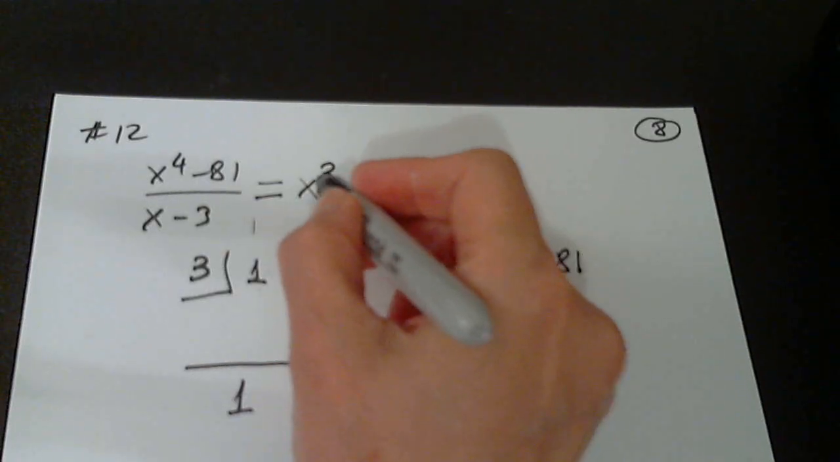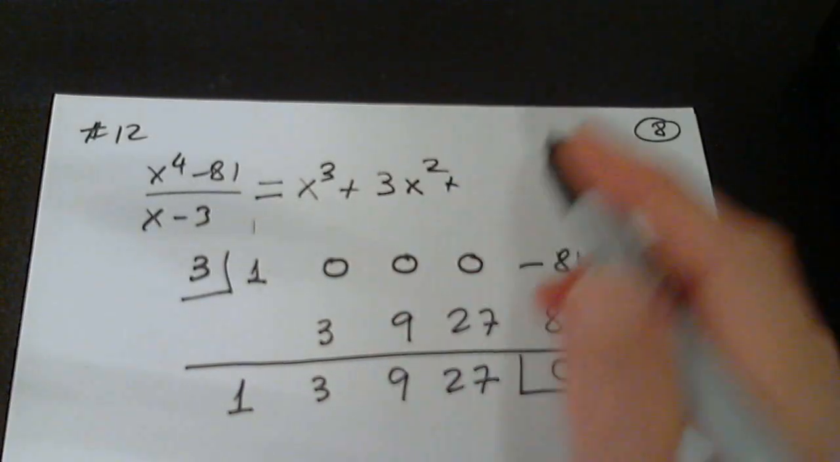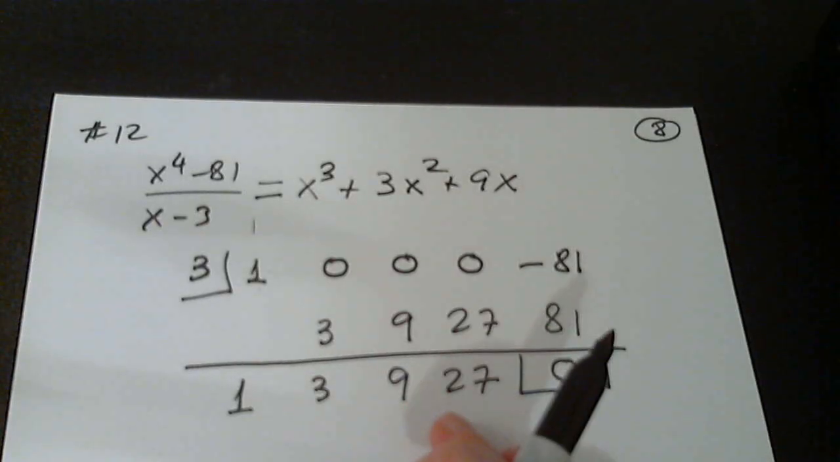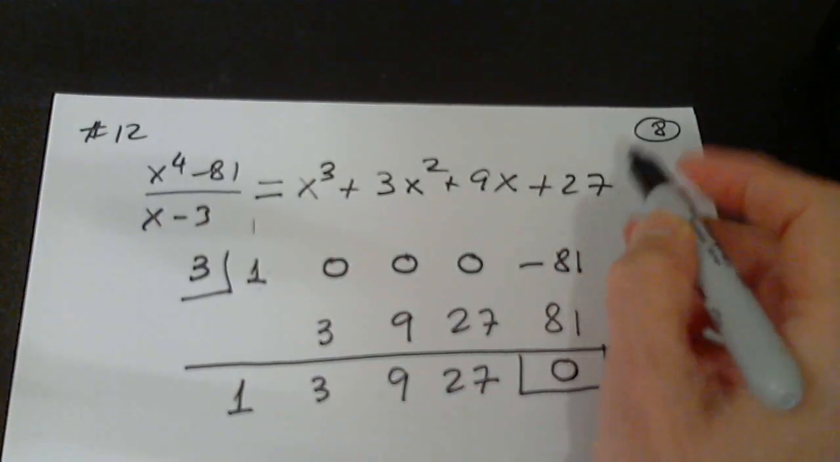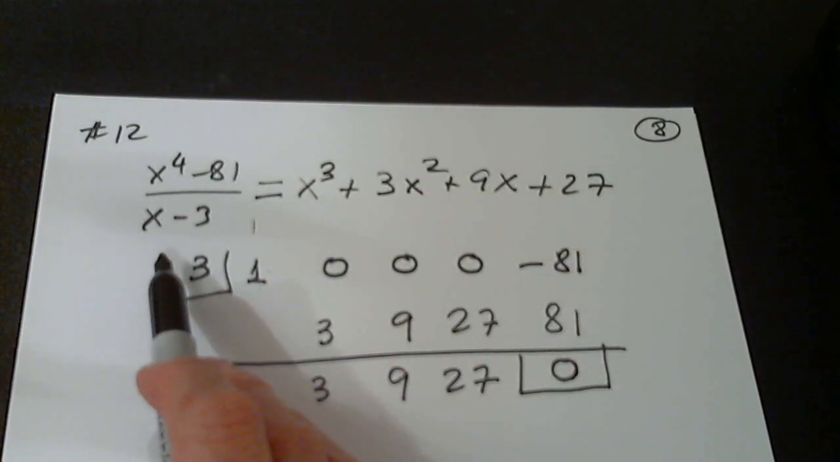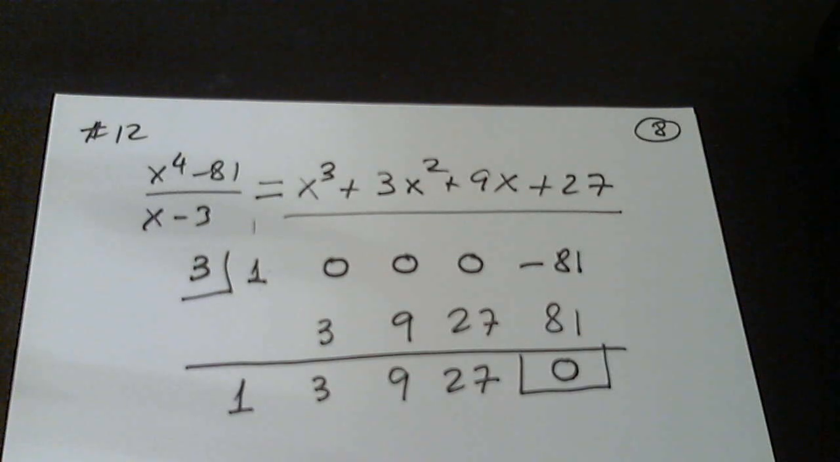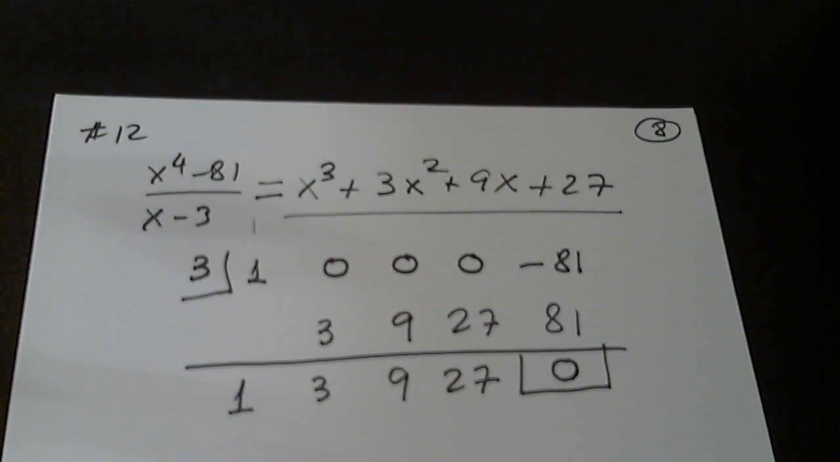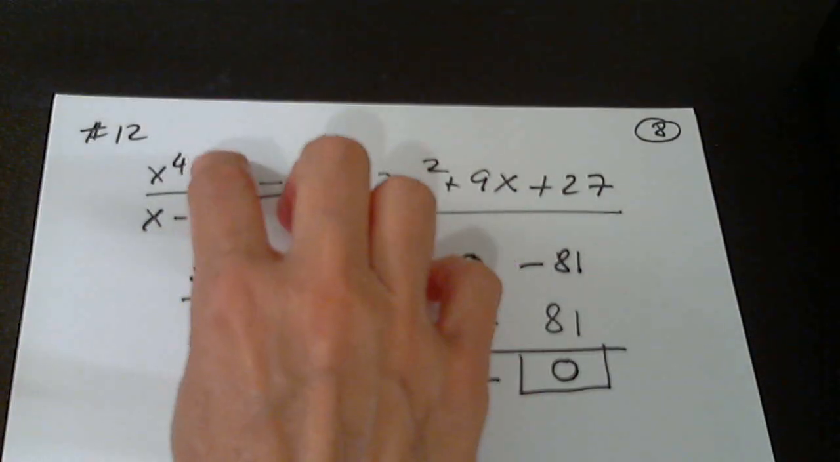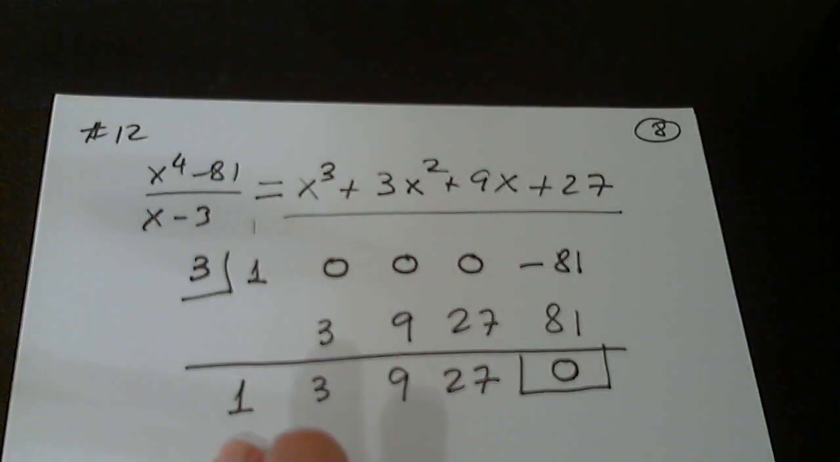So x to the 3rd plus 3x squared plus 9x plus 27. And there is no need to write plus 0 over x minus 3. This is it. So always remember, when we divide degree 4 by degree 1, we get degree 3. Degree 3, degree 2, degree 1, degree 0.